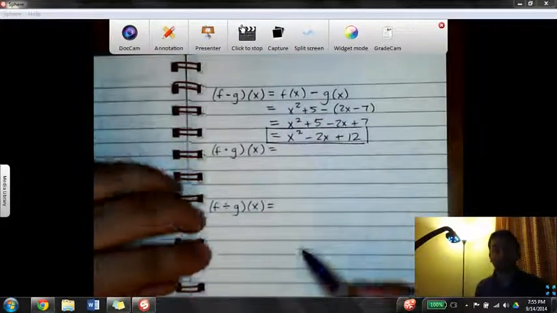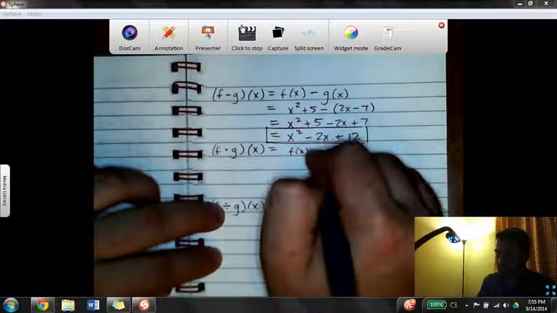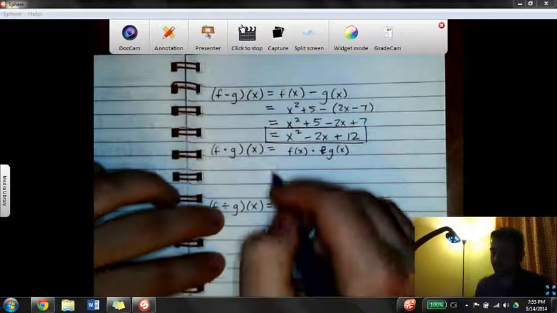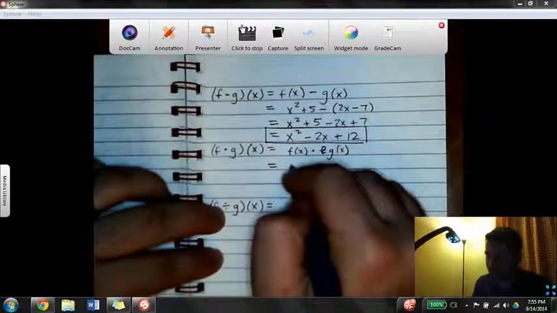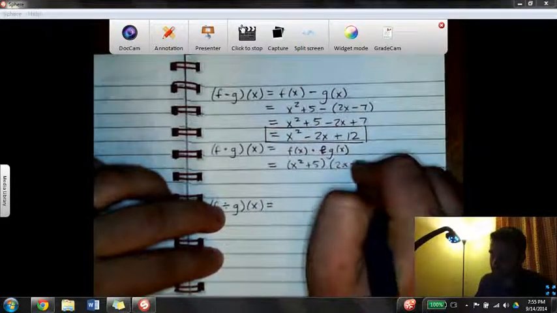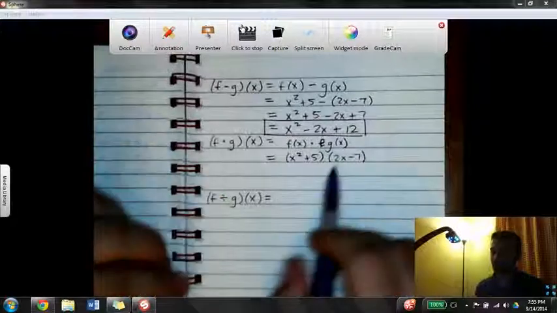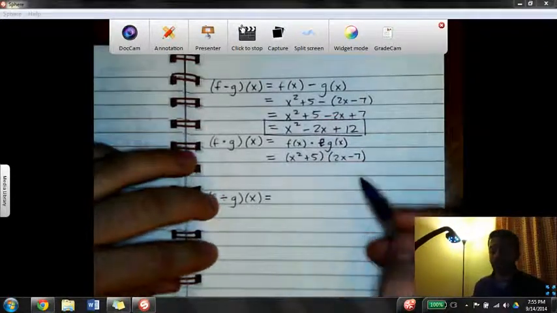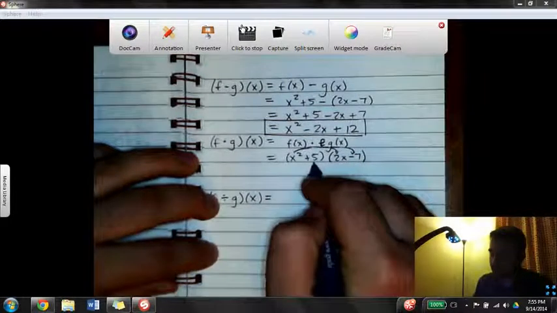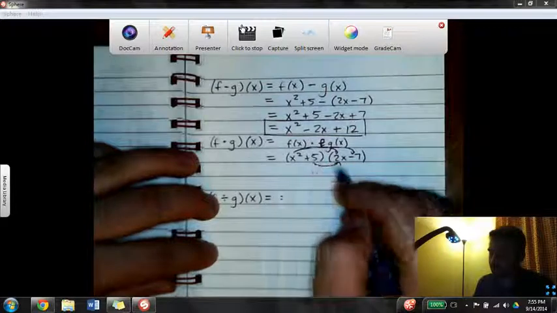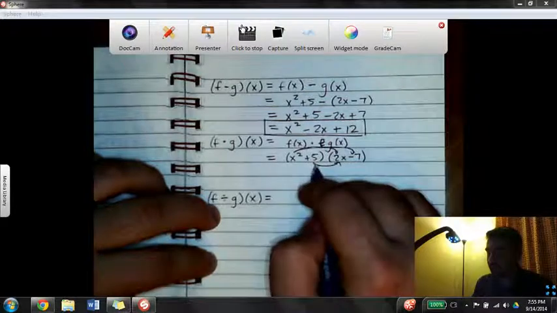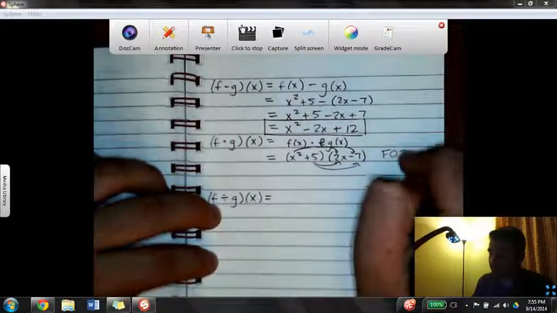When multiplying polynomials, we essentially are distributing. So x squared plus 5 times 2x minus 7. I'm going to distribute each term or FOIL it. The first term, last term, inner, or first, outer, inner, last, if I can spell correctly.